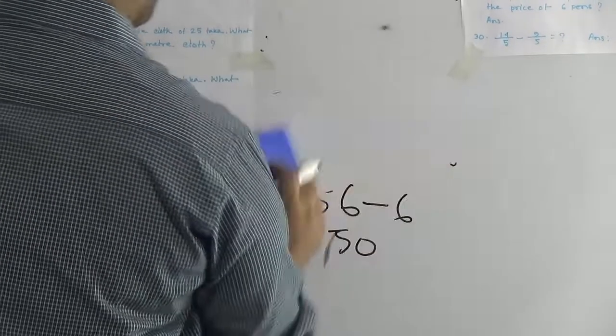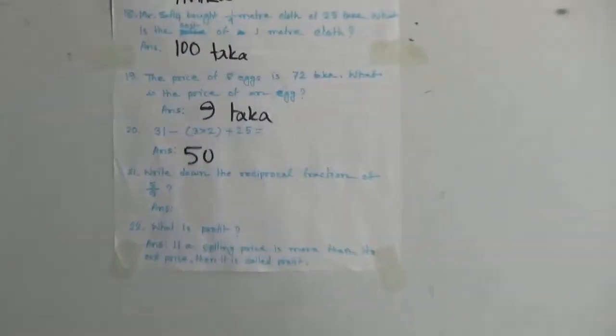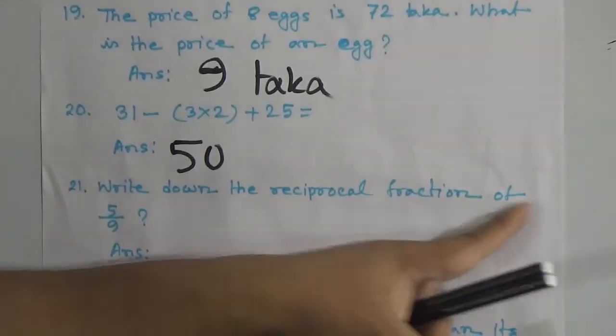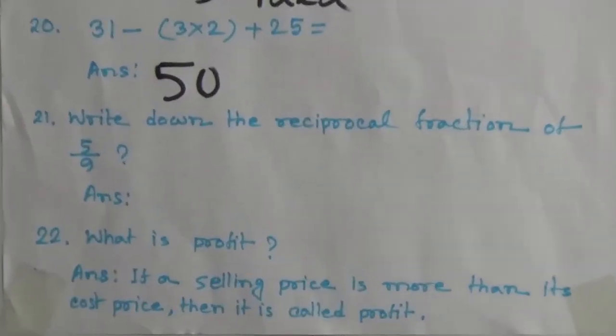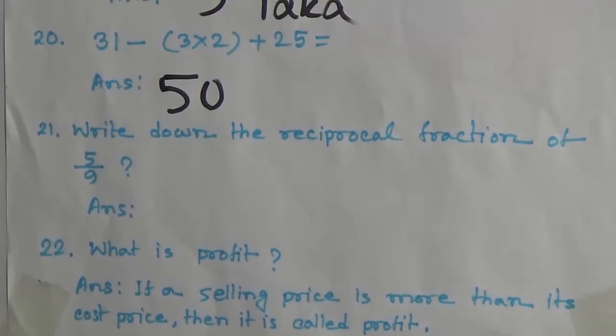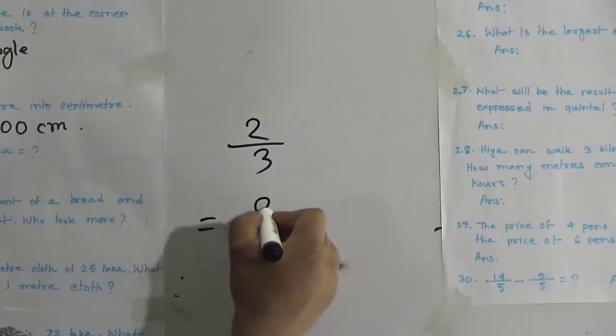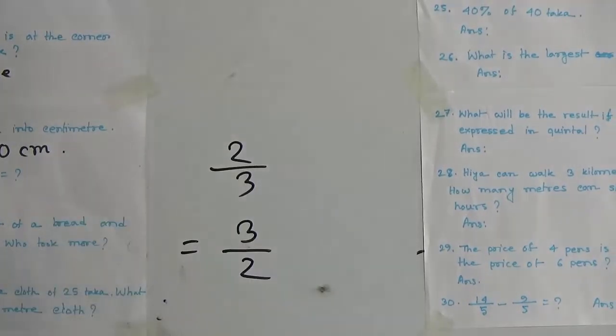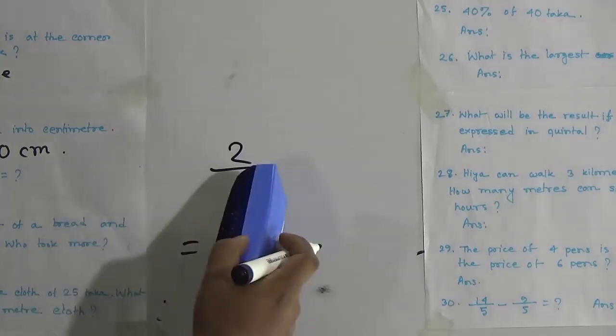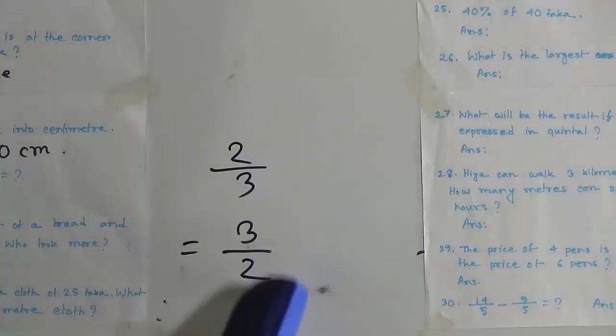Okay. Now 21 number question. Write down the reciprocal fraction of 5 by 9. My dear student, reciprocal means opposite. Suppose 2 by 3 is a fraction. Its reciprocal fraction is 3 by 2. That means numerator will be denominator and denominator will be numerator. I repeat, reciprocal means opposite. That means we convert numerator to denominator, denominator to numerator. So 2 by 3, its reciprocal fraction is 3 by 2.